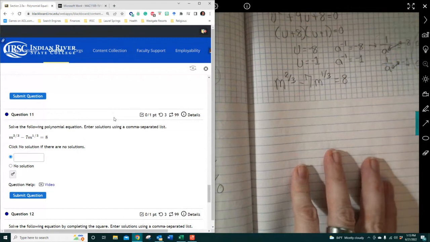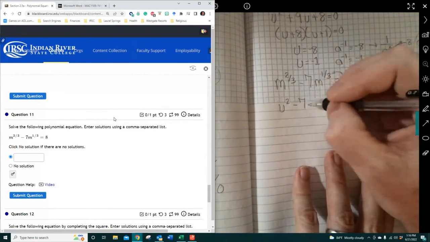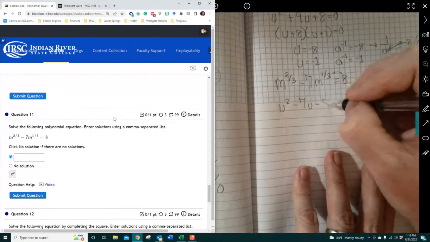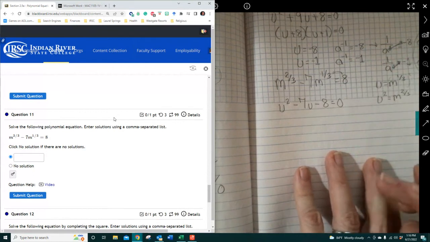So the thing that I want to do is bring this over at the same time that I do my U-substitution. My U-substitution is u equals m to the 1/3 power. And then that means u squared equals m to the 2/3 power, because if I just go ahead and square it, 2 times 1/3 is 2/3. So that works out. So I have u squared minus 7u minus 8 equals 0. I've set up my U-substitution.